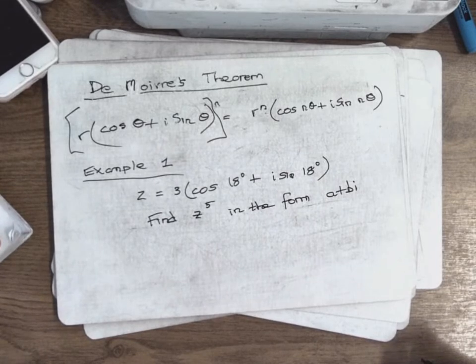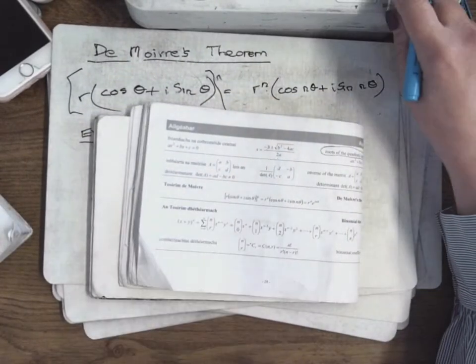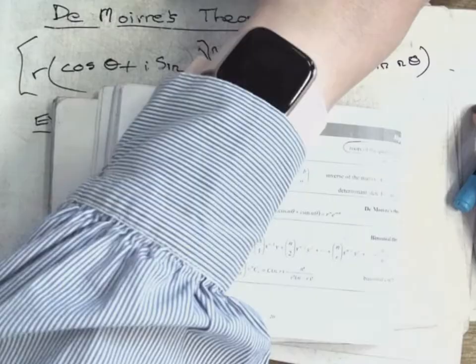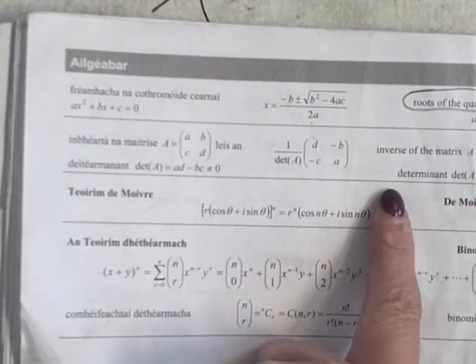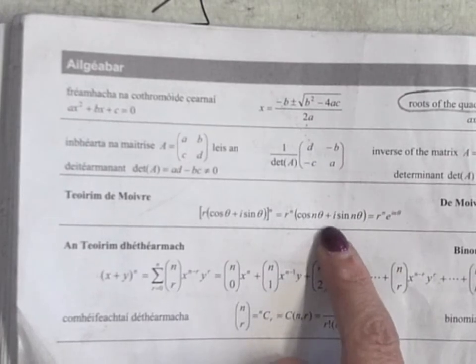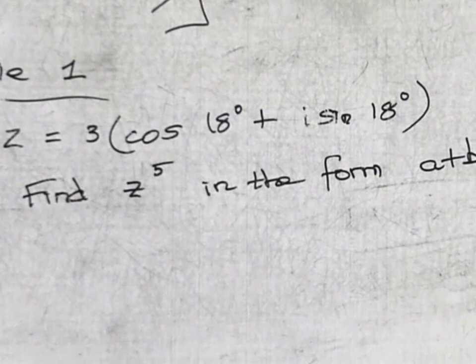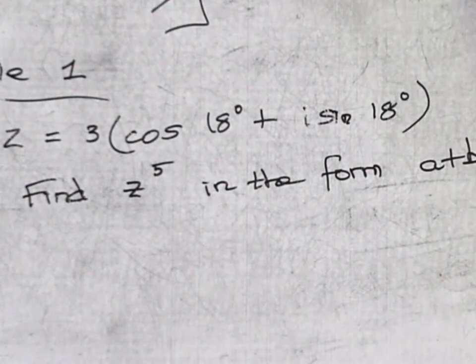And De Moivre's theorem is in the log tables, right? I'll just show you. It's under the algebra section, on the page with the quadratic formula. It's down there. Okay, don't mind that bit at the end. So there, it's written there, just so you know it's there. De Moivre's theorem is in the log tables on page 20.